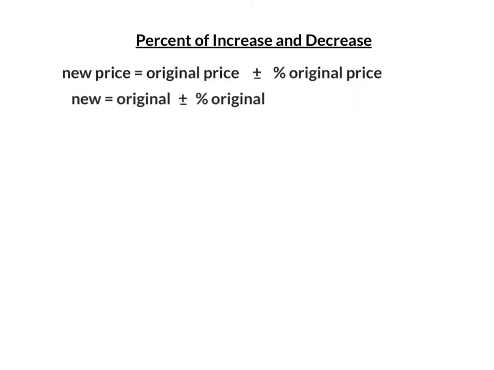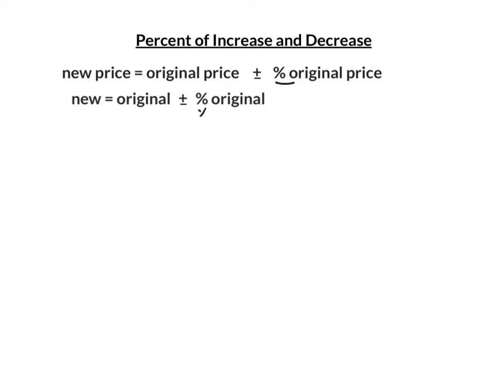Another way to look at this formula is new price equals original price plus or minus, that's if you're increasing or decreasing, plus or minus a percent of the original price. Now we mean multiply right here. So we'll shorten this to new equals original plus or minus a percent of the original. Now I want to point out this is exactly the same formula that's on the previous page. It doesn't look the same, but it is.